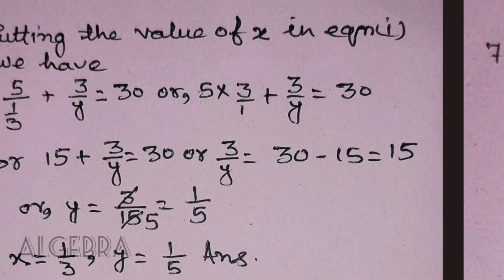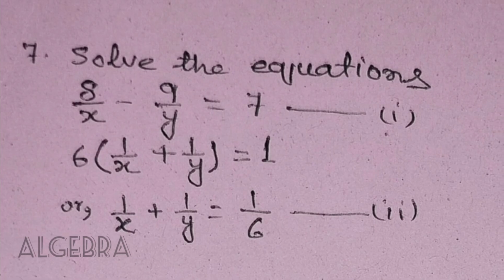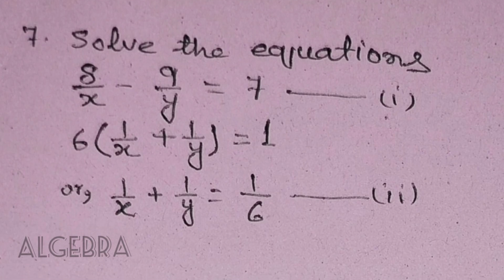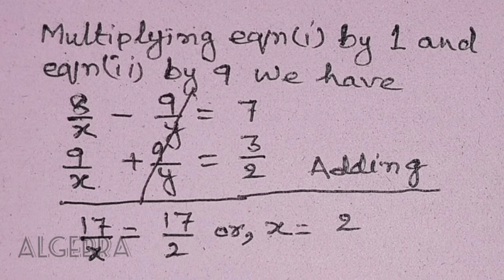Answer 7. Solve the equations. 8 by x minus 9 by y is equal to 7, equation 1. Bracket 1 by x plus 1 by y is equal to 1 by 6, equation 2. Multiplying equation 1 by 1 and equation 2 by 9, we have 8 by x minus 9 by y is equal to 7, and 9 by x plus 9 by y is equal to 3 by 2. Adding, 17 by x is equal to 17 by 2, or x is equal to 2.